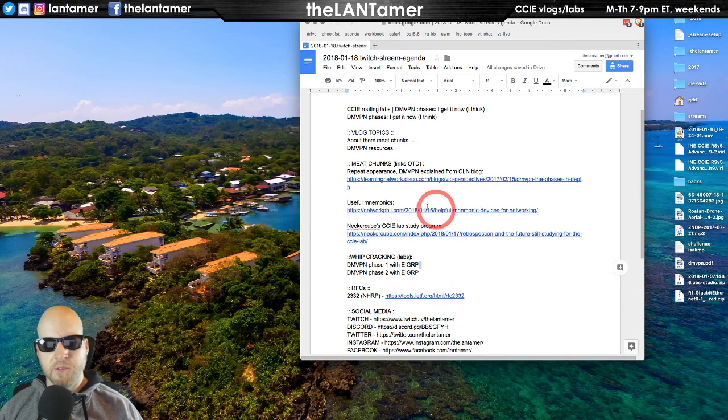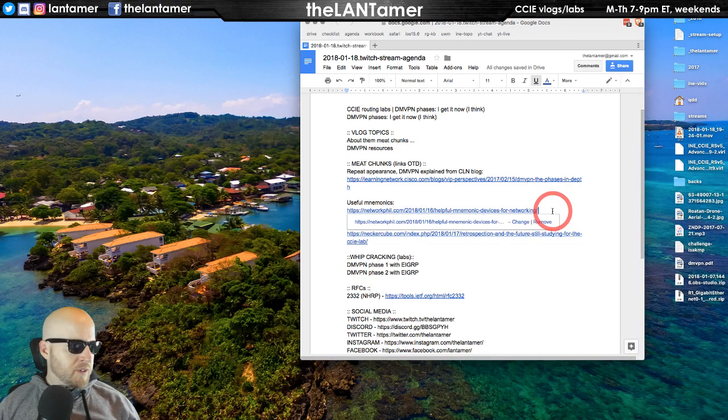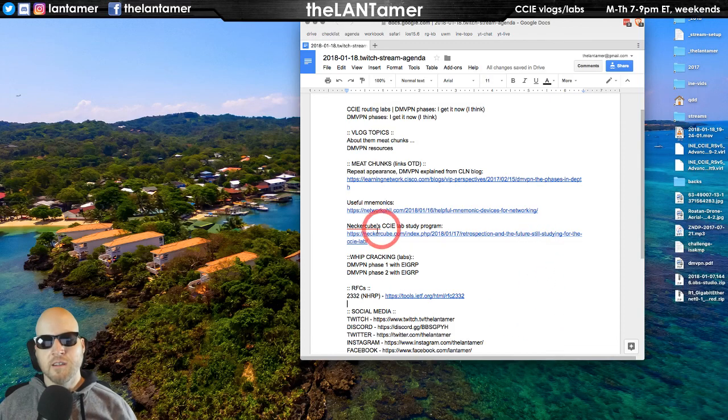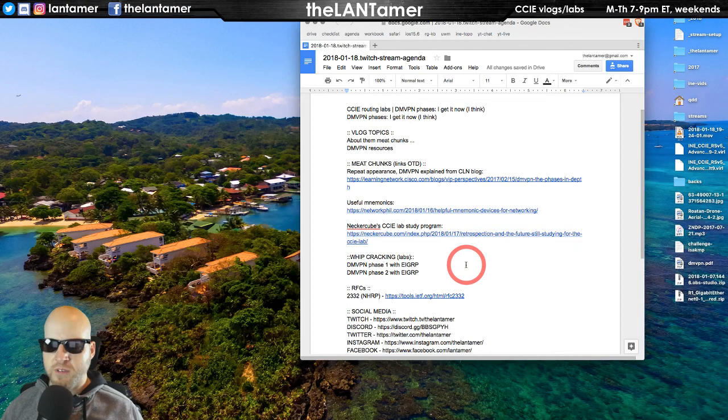So we'll see. A couple other meat chunks, useful mnemonics, actually pretty helpful. I may rely on this for the written exam, for a couple of things like the BGP. There's several out there where you've heard, here's how to remember the BGP best path selection process, and I usually get it right, but sometimes I don't. Sometimes I still miss it. These mnemonics might help. Some really good ones in there, some I had not heard of before. And Neckercube CCIE lab study program, he talks about, having passed the written, how he's getting ready for sitting for the lab exam. So good stuff.